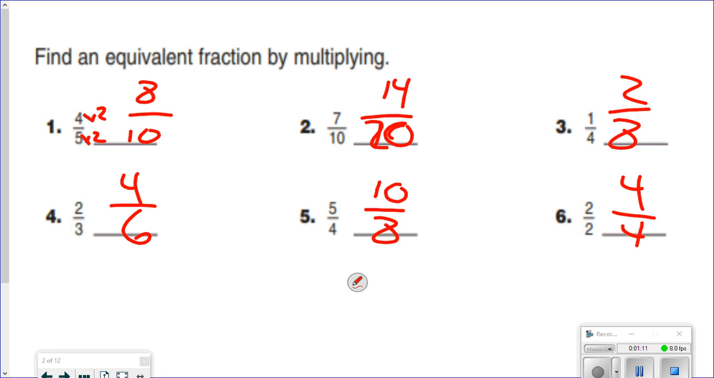We're going to keep rolling along here. That's how you multiply. When you're finding equivalent fractions, they're equal. So whatever you do on the top, you must do on the bottom.